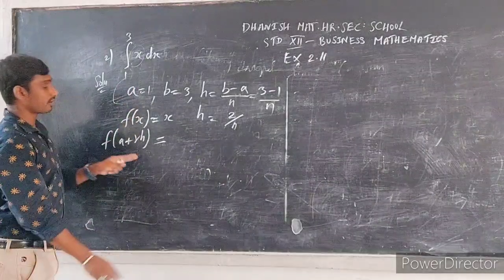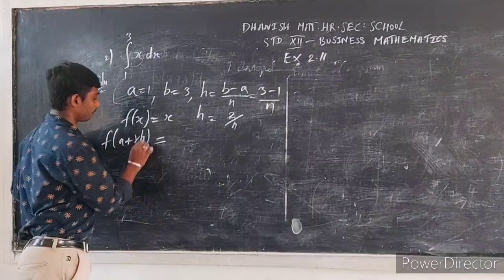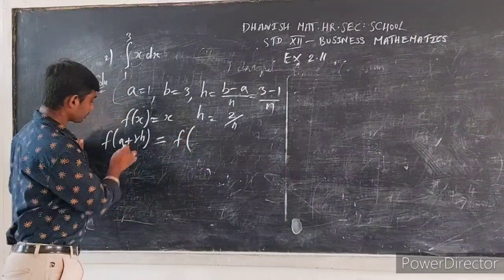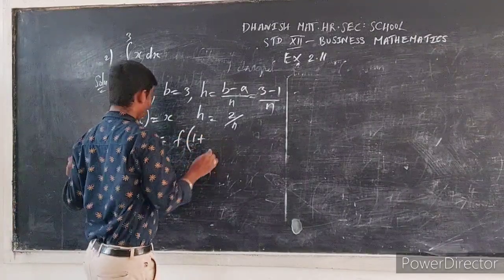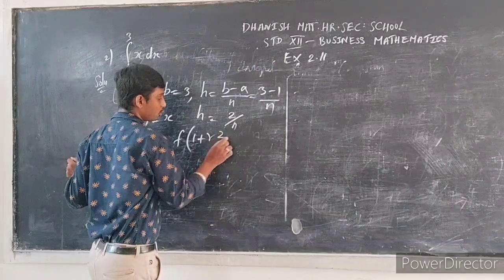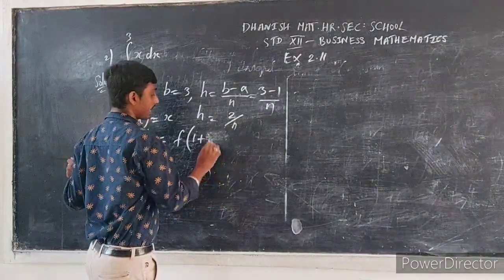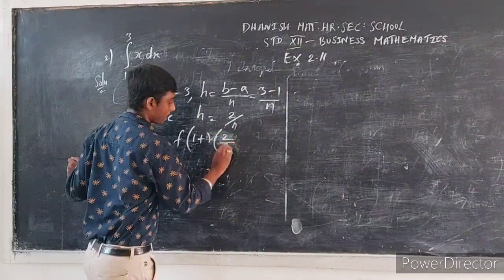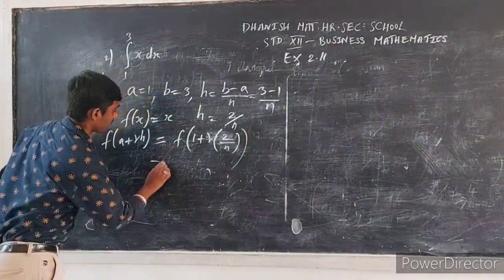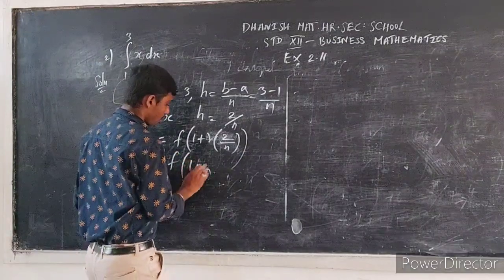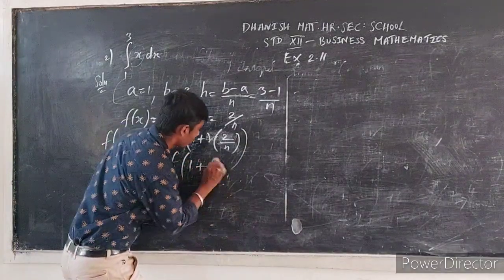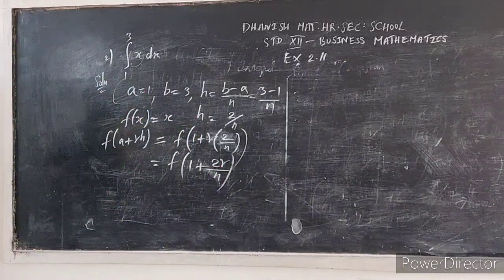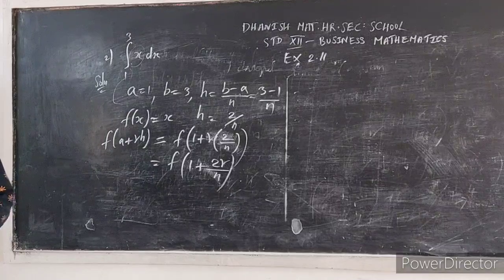Next we are going to find out f of a plus rh. So f of, what is the a value? That is 1 plus r. What is the h value? That will be 2 by n. Now we are going to write like this: f of 1 plus 2r divided by n.